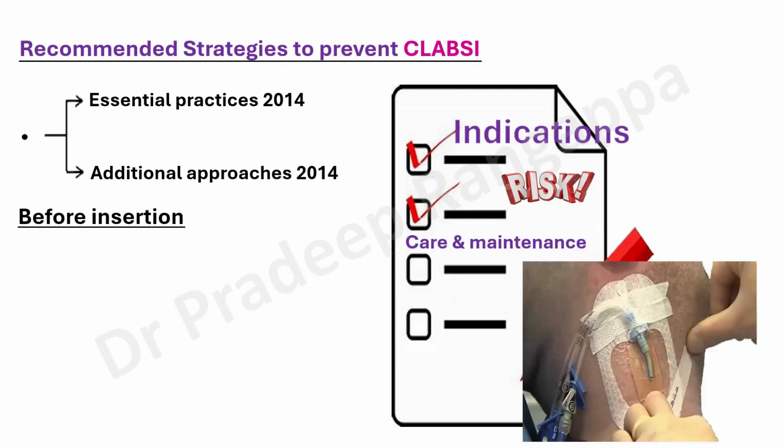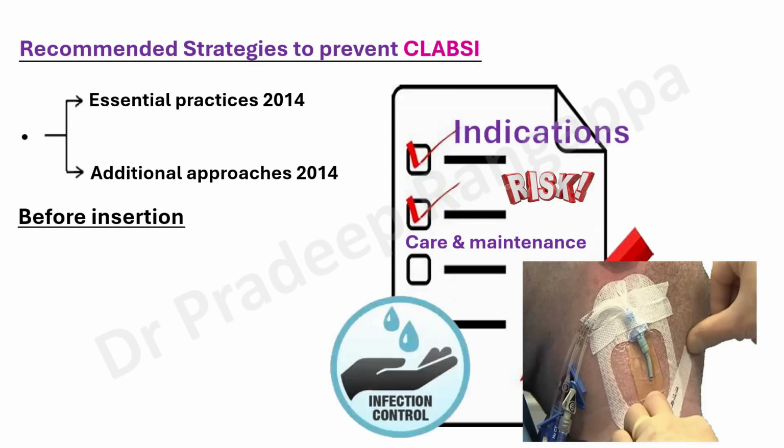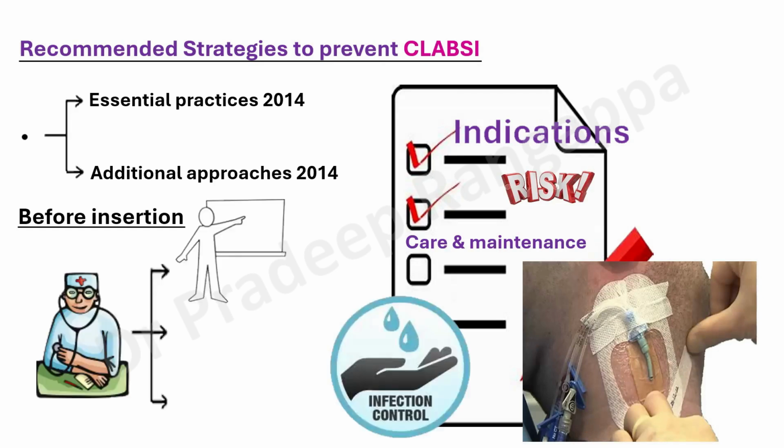And the care and maintenance of these catheters with a transparent dressing, so that the entry port of the catheter, nowadays the agreed understanding is it should be exposed. So we should be able to see the entry port, so that if there is any redness, one could act upon it and prevent the colonization and minimize the translocation of bacteria, and take strict infection control measures.